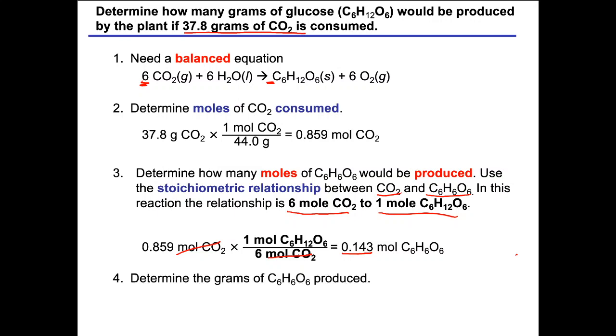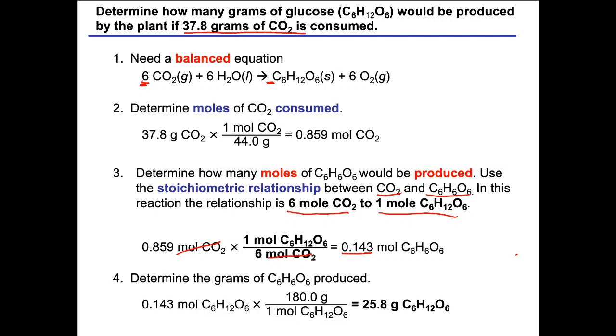Now lastly, determine the grams of glucose produced. So again, just go through the molar mass. So we know how many moles. This is how many moles of glucose. So its molar mass is 180. Okay, so moles cancel with moles. We're left with grams of glucose. So 0.143 times 180 gives us 25.8 grams of glucose. And this is what we're looking for. So this would be our final answer.